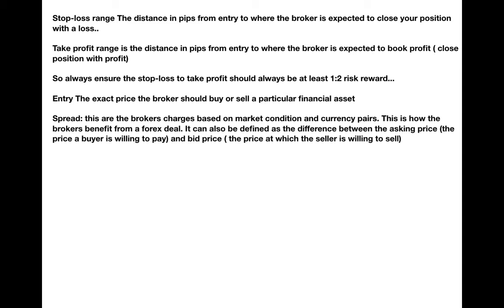So now what is the take profit range? It is the distance in pips from where you entered a particular trade to where the broker is expected to book profit. That's to close the position with profit. So always ensure that your stop loss to take profit range should always be at least 1 is to 2. I will explain that.